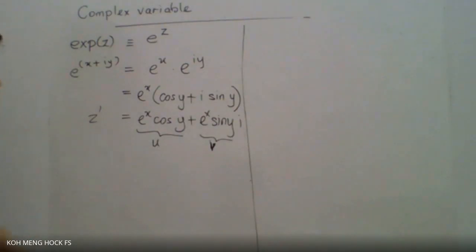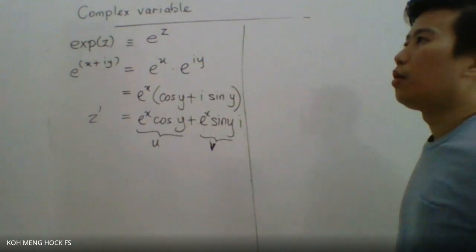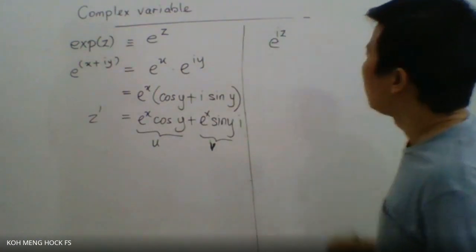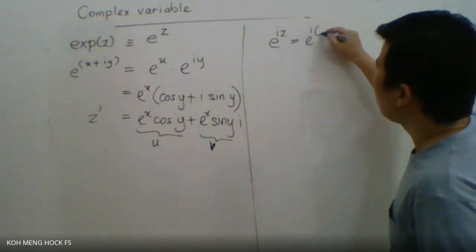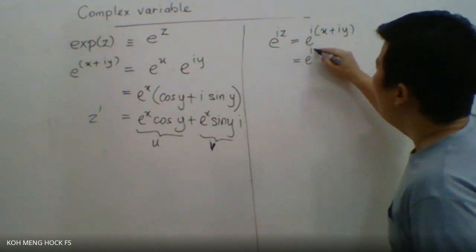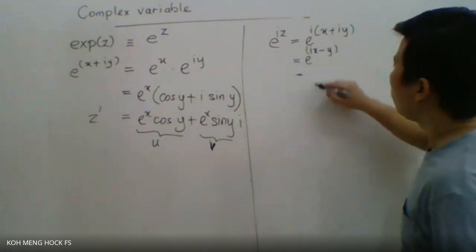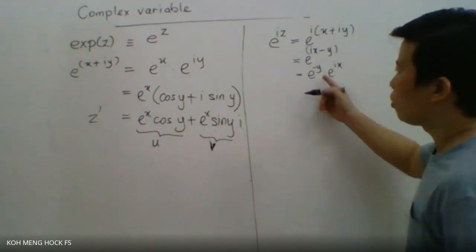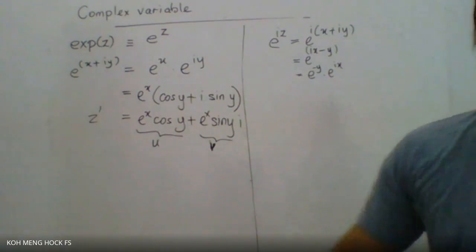Tapi kena ingat, apa-apa nombor kat sini kena darab. So let me take for example the exponential iz. Exponential iz, kalau kita expand, exponential i x plus i y, right? So this is going to be exponential i x minus y. So this is going to be exponential minus y times exponential i x. Okay, sama. But this is not interesting. One more which is more interesting, right? Now how about this one?